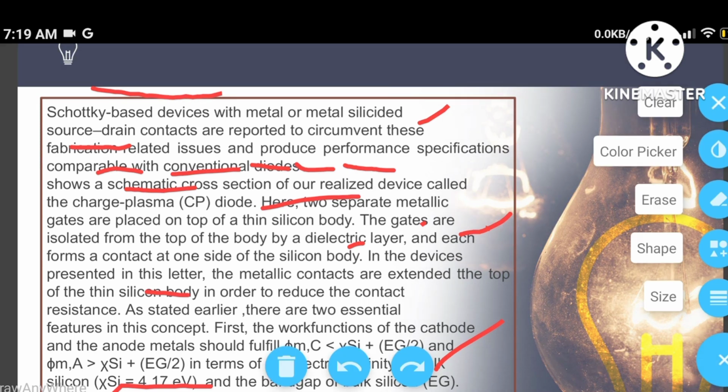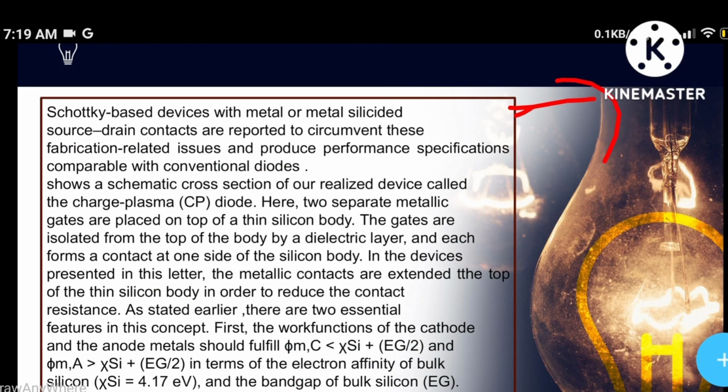I think you are clear about this whole slide I discussed just now. You can go through the PPT slide once again.